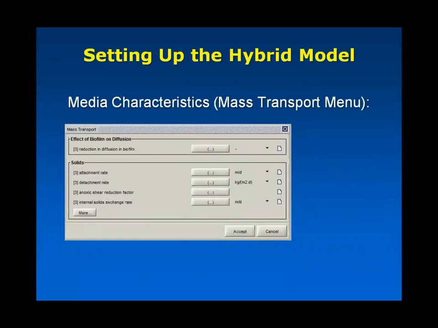Okay, so that was the physical setup menu where you're describing your tank and your media. So the mass transport menu, which is the next one on the list for that particular object, is where some of these other parameters are that were involved in all of those equations that I illustrated earlier. This is where you'll find your reduction in diffusion and so on.